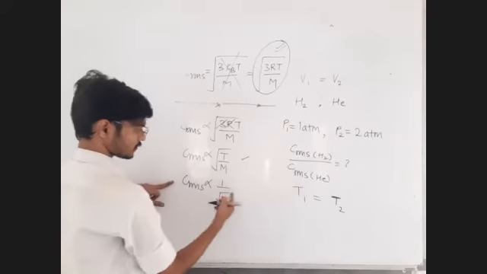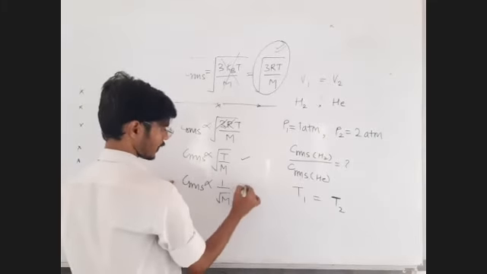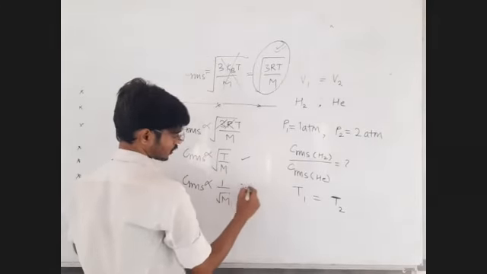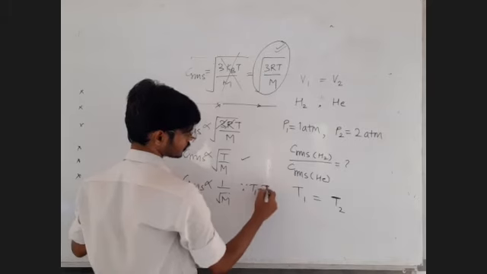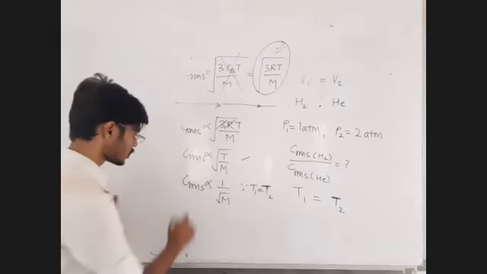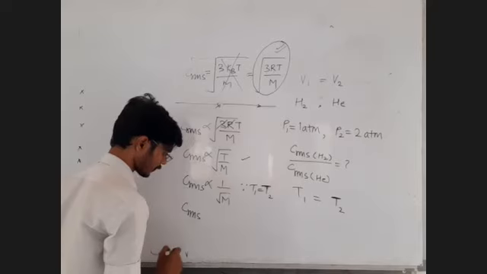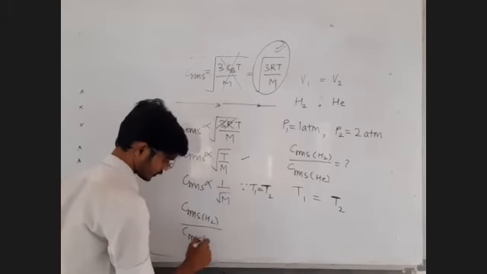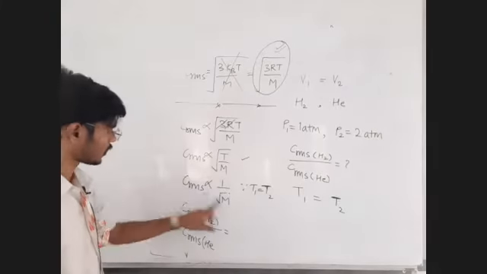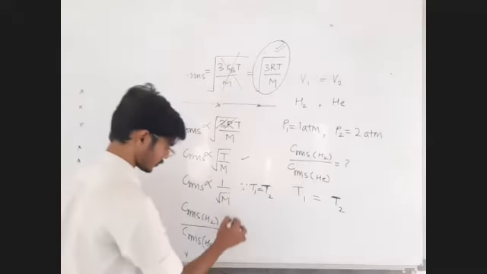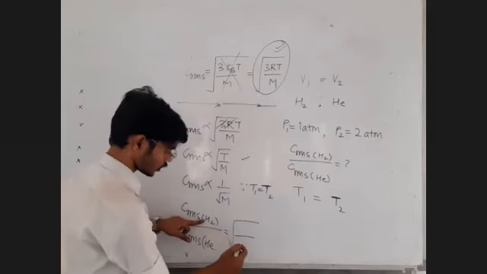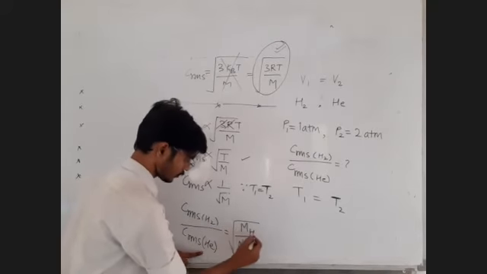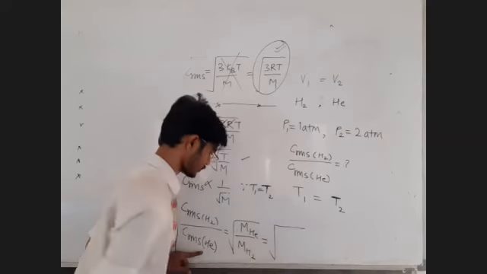But in this case, temperatures are equal. This is the general case, but in this particular case T1 is equal to T2, so there is no need to take the ratio of temperatures. So let me write CRMS of hydrogen divided by CRMS of helium. It is inverse proportion and square root, so square root of molar mass of helium upon molar mass of H2.